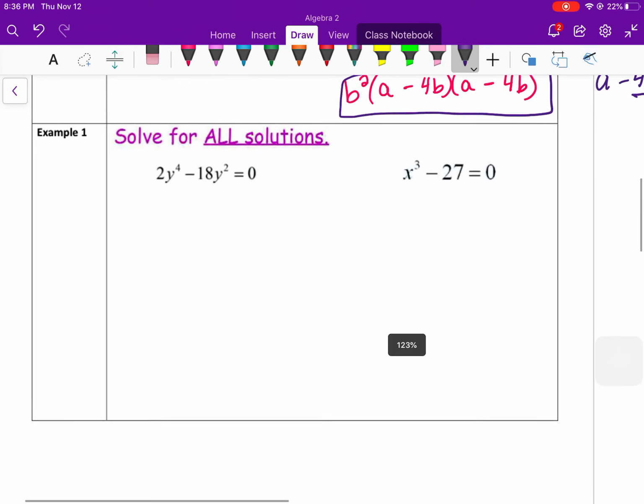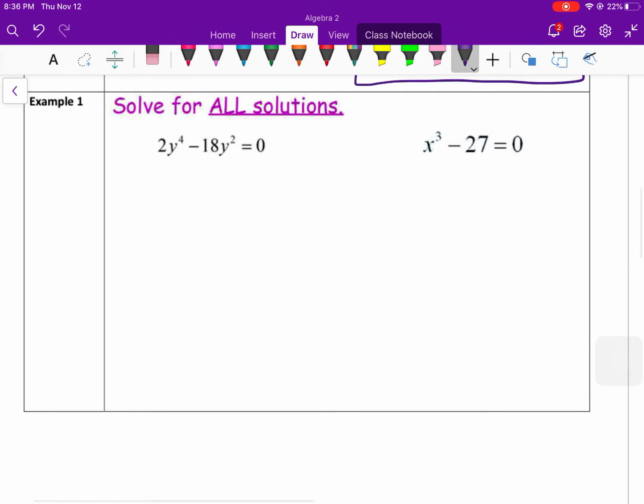Okay, so factoring and solving. So solve for all solutions. So that includes imaginary and real solutions. And the fundamental theorem of algebra tells us that the degree of the polynomial is the number of solutions that it has. So the first one here is a degree of 4. It is quartic, which means that it will have 4 solutions.